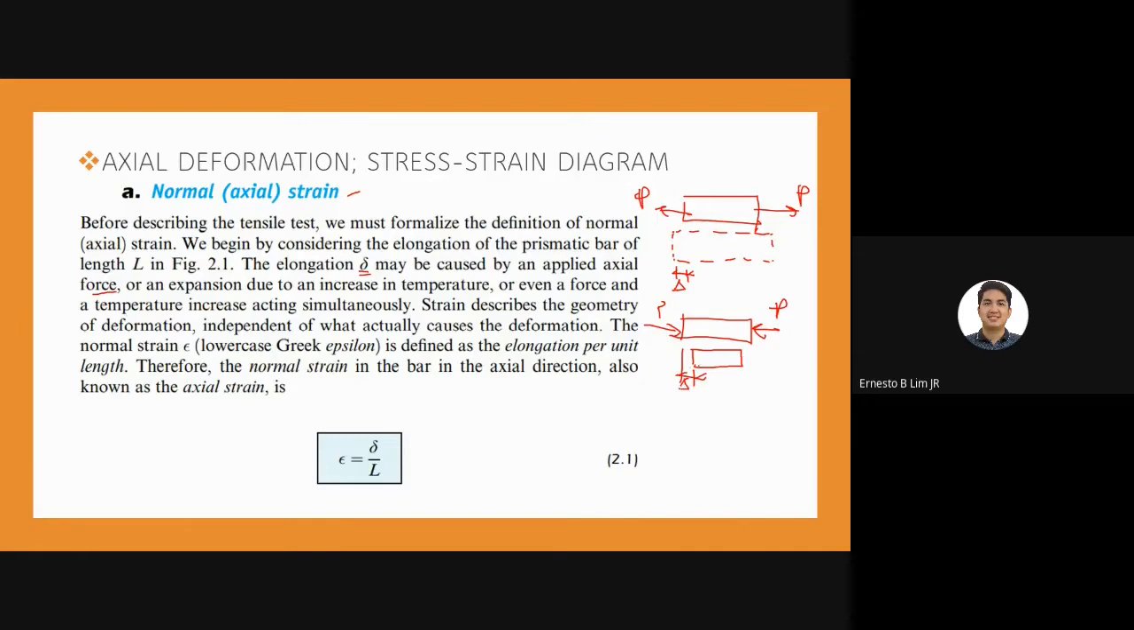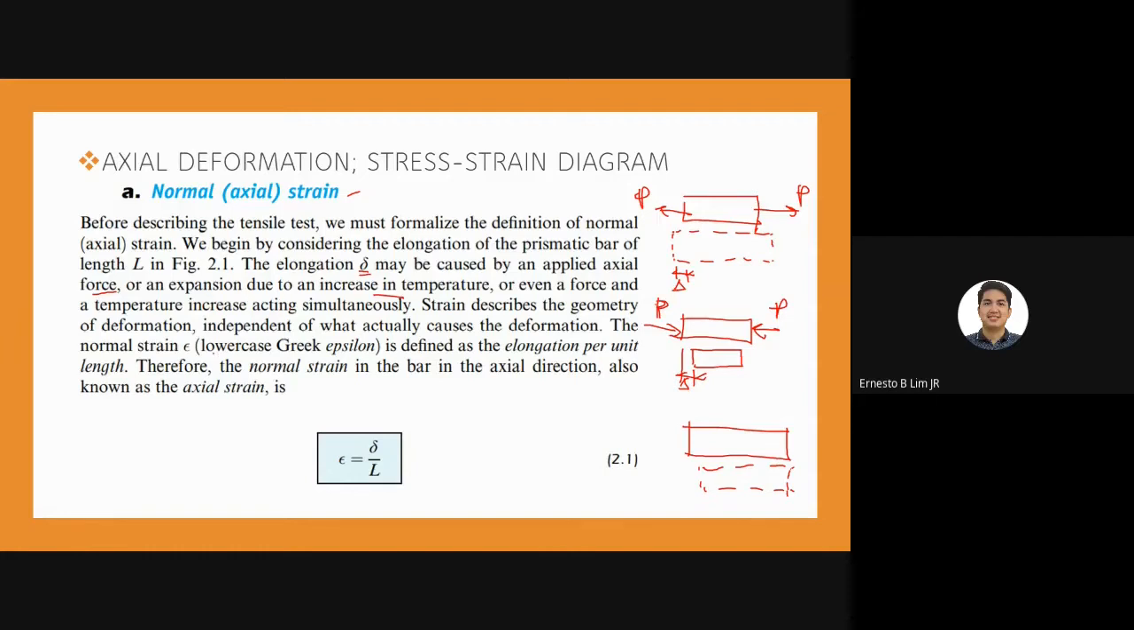So aside from forces, there might be an increase in temperature. Okay, so it depends on the temperature if it is cold or hot. So that will also affect the elongation of the material. Or there might be tendencies that both the force and the temperature will simultaneously affect your material. So strain describes the geometry of deformation independent of what actually causes the deformation.